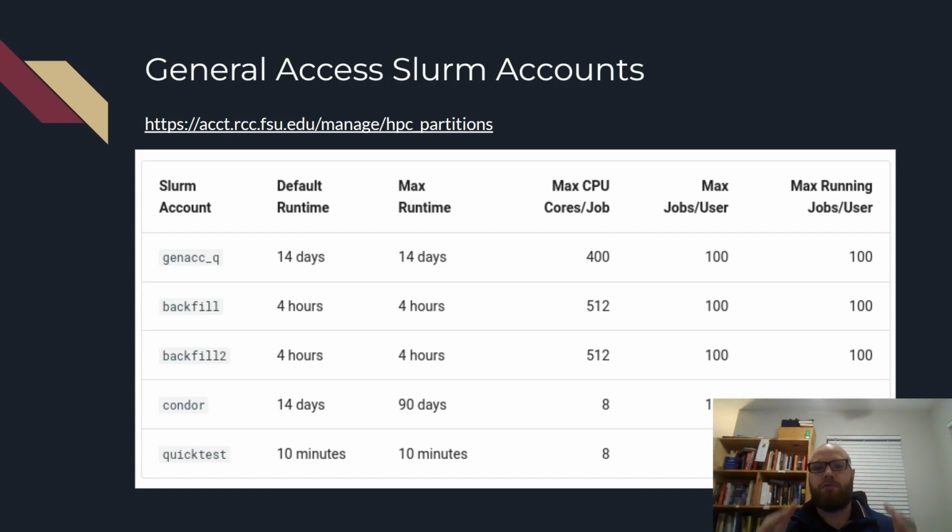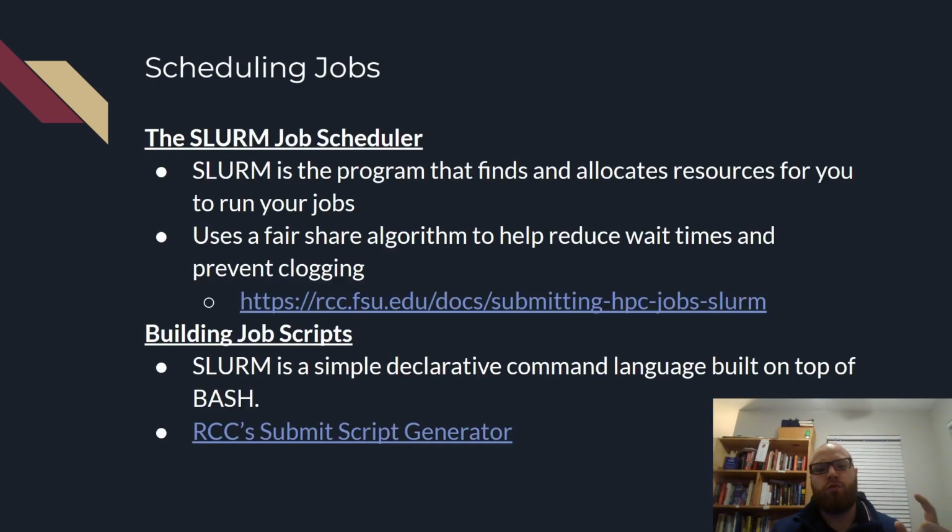Remember that with Slurm accounts, you have the general access ones, and you may have a specific partition if your lab professor has asked for one. Now you're going to be able to use the general access queue, backfill 2, Condor, and quick test. All of these have different parameters. Please familiarize yourself with what each one has in terms of max run times, how many CPU cores per job you can use, and how many jobs per user you can submit, right? And these are important.